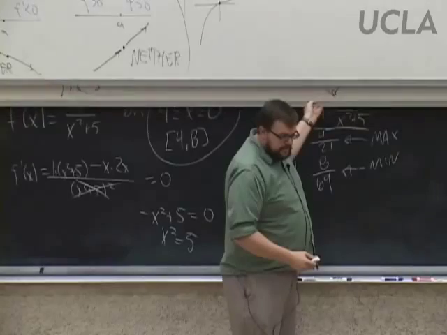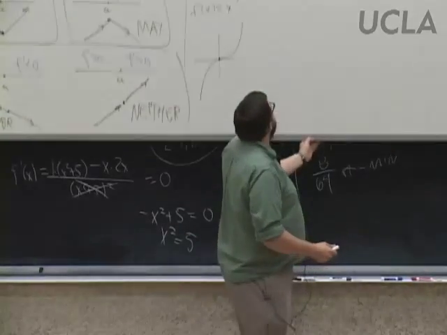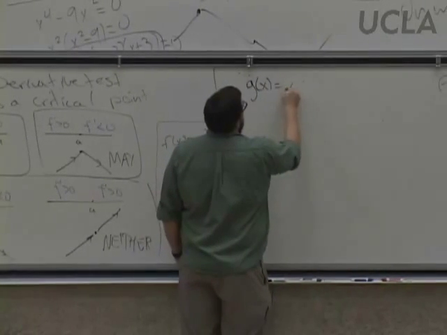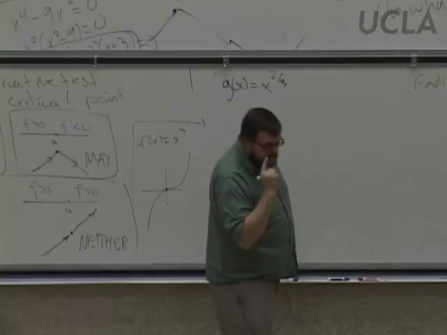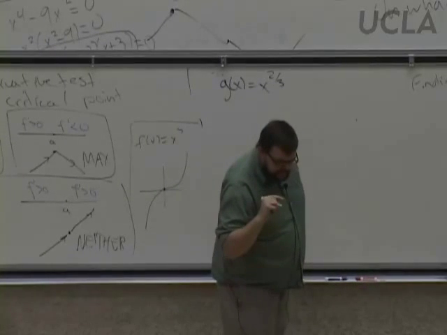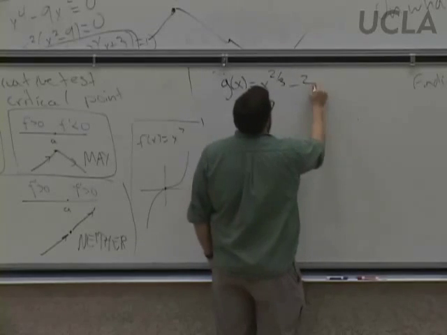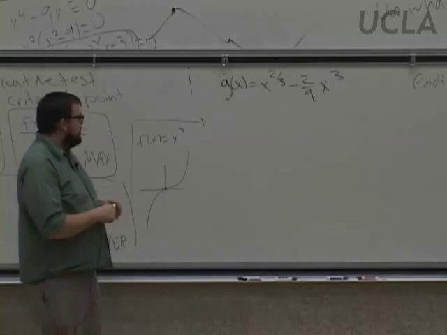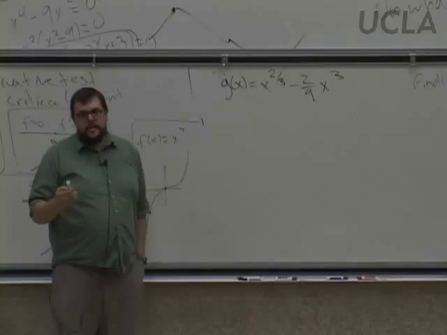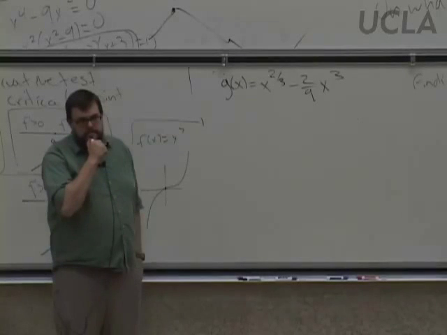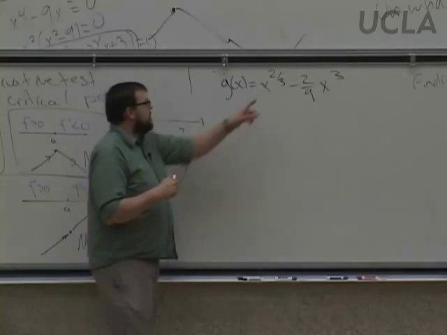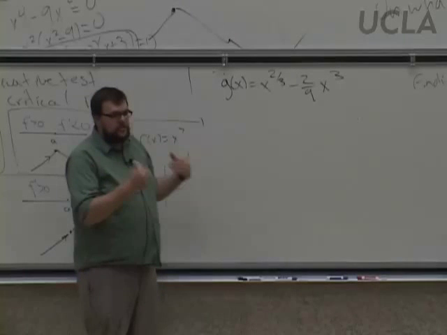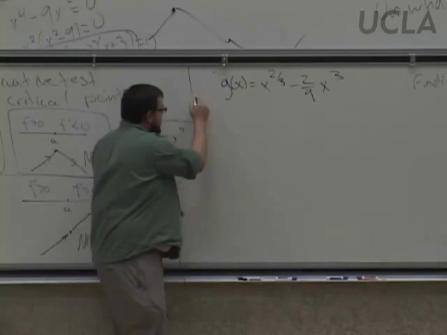Okay, let's try another one, since it's always good to practice. Suppose g of x is x to the 2/3, minus 2/9 x cubed. So this is a function, and it is defined for all values of x, because I can always take the cube root of any number, positive or negative. And it's really positive to begin with because I'm thinking of it as x squared, and then I take the cube root. Okay, so here's my function.